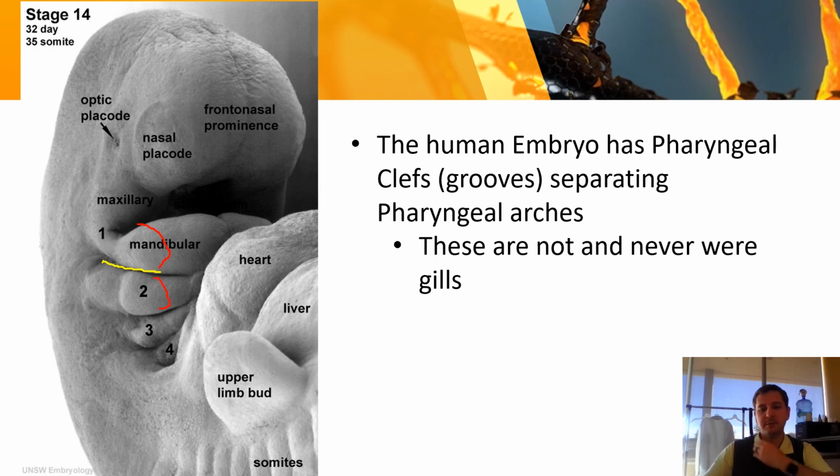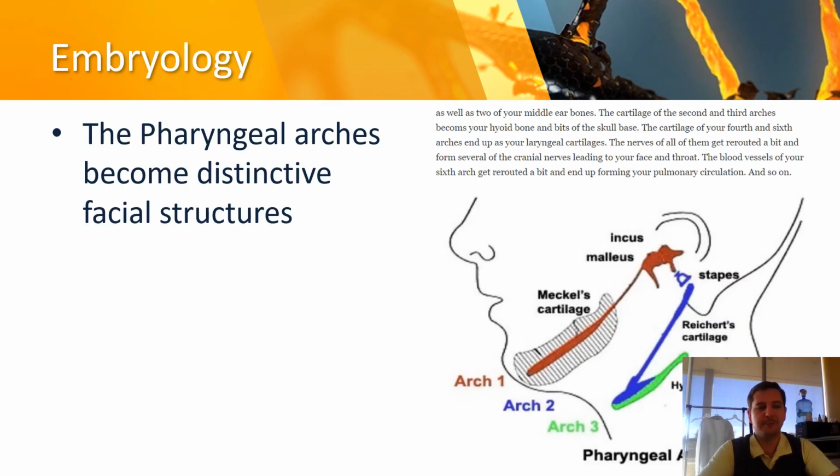They go all the way across. They go all the way across the organism. They don't go only on the sides, like if you were a fish. Okay, behind the ears. These are and never were, okay, and never will be gills. All right. Okay. They end up making your distinctive facial features. So you had a funny looking face at one time.